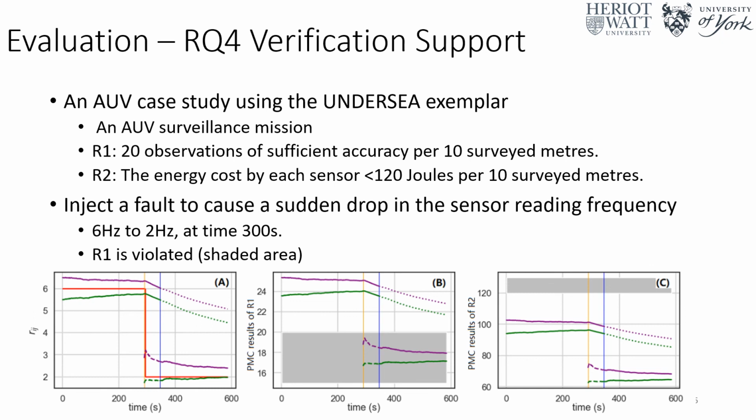In this study, we injected a fault into a sensor at time 300 seconds, which caused the reading rate to drop from 6 Hz to 2 Hz, and our ICPD approach captures this sudden change and propagates it to the system-level verification, showing that requirement 1 is being violated. That's the shaded area in the figure.